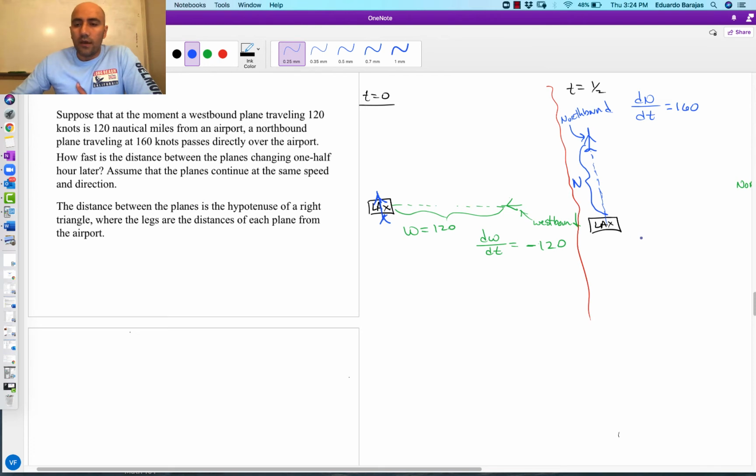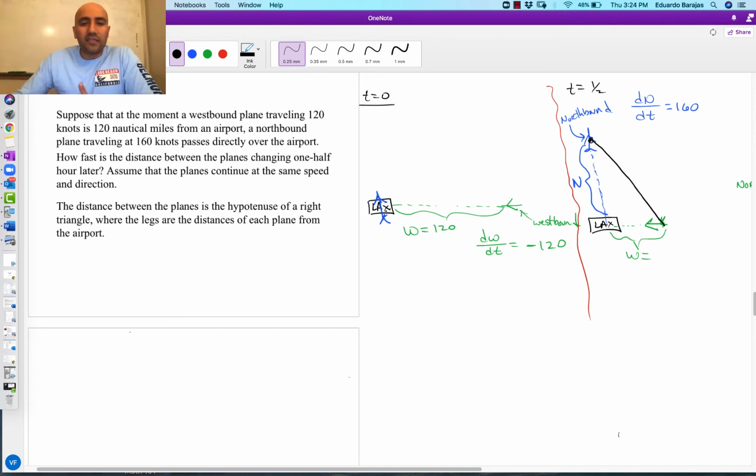Good. And then we still have this other westbound airplane. Now it's a little closer though, because it's 1/2 hour later, it's been traveling. Again, this is my interpretation of a plane. Whatever. This is the plane. So now there is some sort of distance there, W, to be determined. It's not 120 anymore because it's a half hour later and this plane has been traveling. It's been getting closer. But there is a distance between the airplanes.